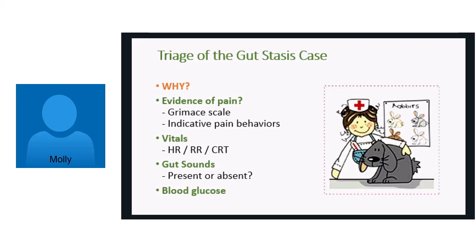It's very important to be looking for evidence of pain at that point. And in the UK, we use the Grimace scales. We also will look at indicative pain behaviours such as belly pressing, flinching, shifting weights, shifting position, that type of thing. We will certainly hope to get the vital signs down as soon as possible with the minimum of stress to that animal. We will record gut sounds if we can, and again, we're going to come back to taking a blood glucose level.